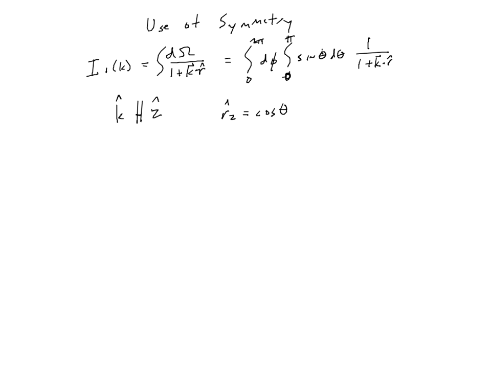Another thing you can do is use the fact that integrating sine theta d theta from 0 to pi is equivalent to integrating d cosine theta from -1 to +1. When you take the derivative of cosine theta, you end up getting sine, and then you flip the signs so that everything else works out.